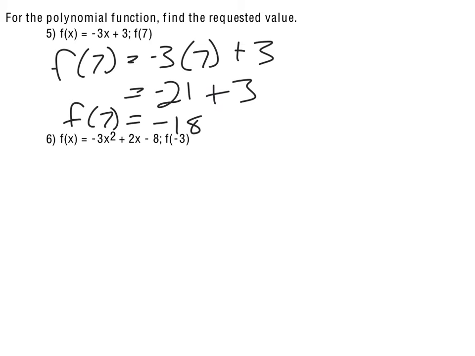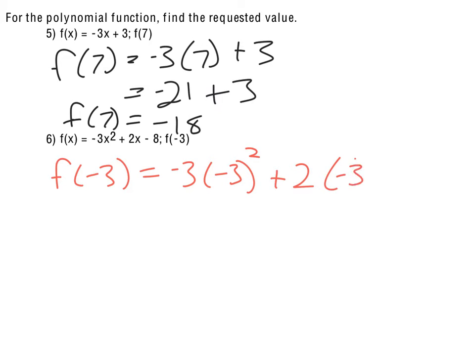For number 6, they want me to find f of negative 3. Just going to be very careful when using a negative here, especially when squaring a negative. Remember, that will end up being positive.